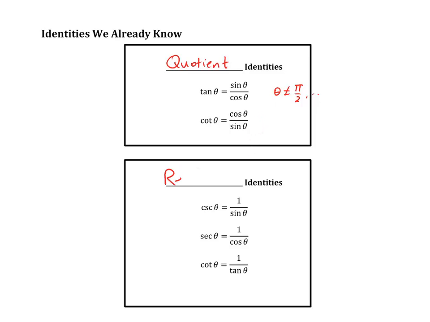That reminds us of the fact that we also have another group called the reciprocal identities. Cosecant is 1 over sine, secant is 1 over cosine, and cotangent is 1 over tangent.